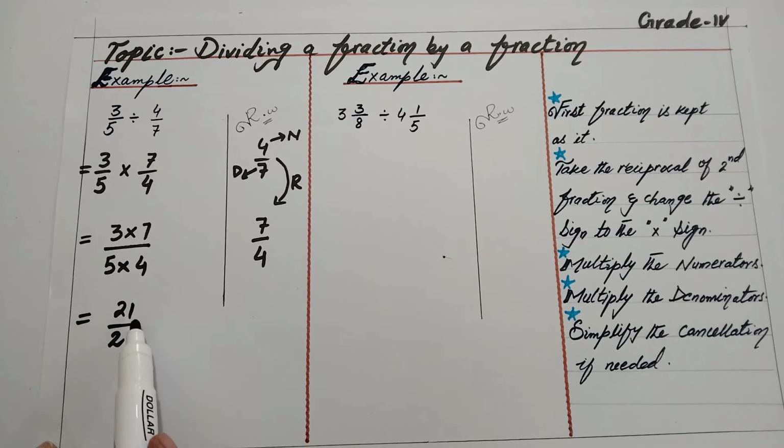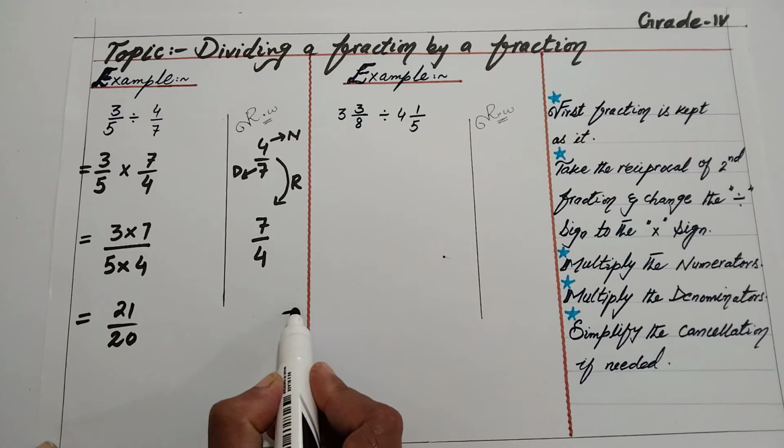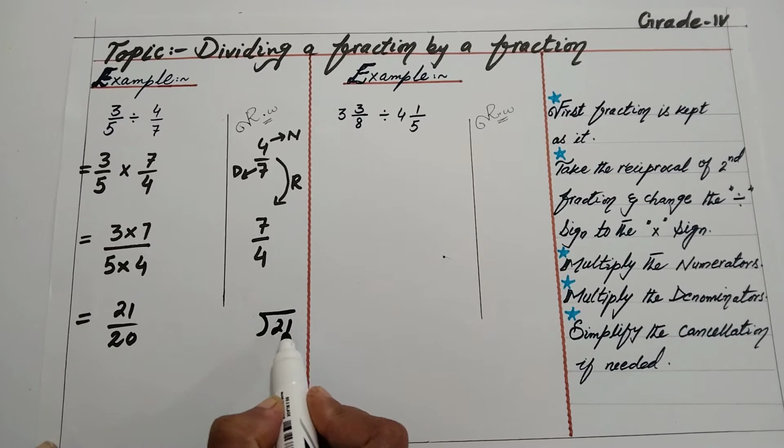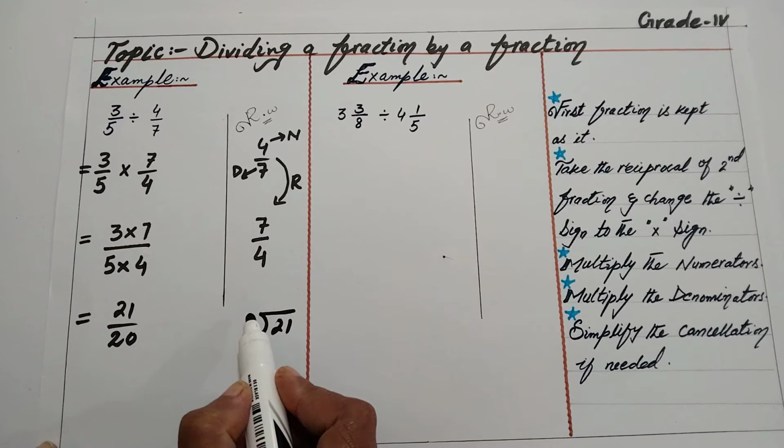Now here, as you can see, 21 by 20 is an improper fraction. So whenever you get an improper fraction, you have to change it into a mixed fraction by the division method. Okay, so let's start. We will divide 21 by 20.